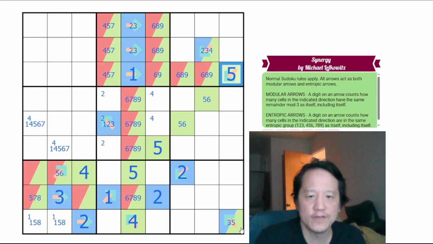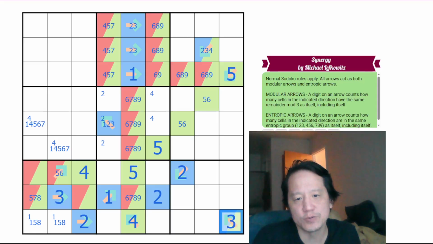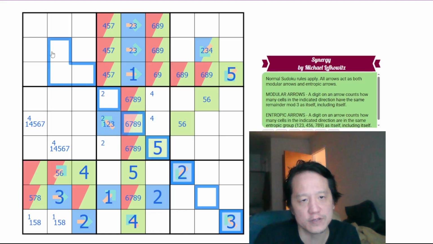Okay. 5 eliminates 5 here. So this is 3, which means that's 3 in the corner. We celebrate because we're close to solving this.